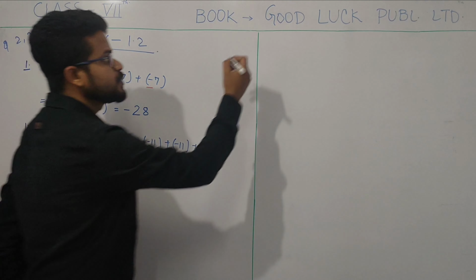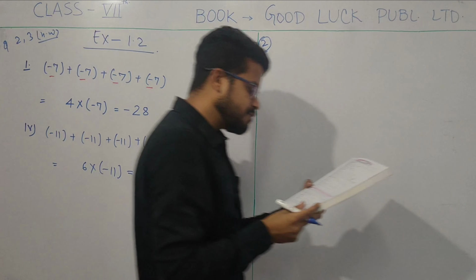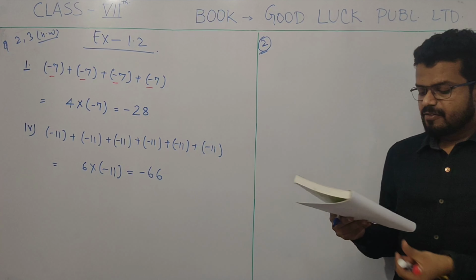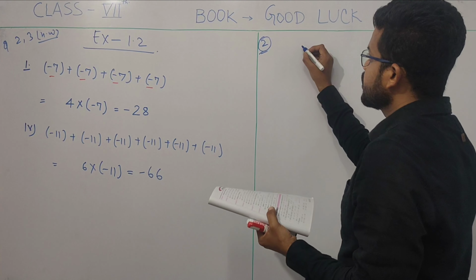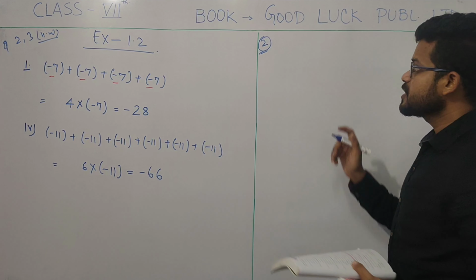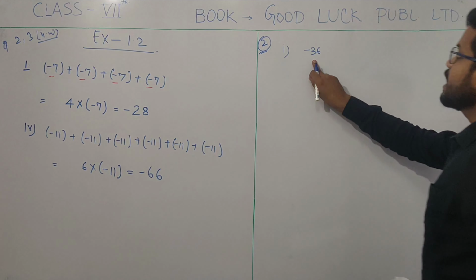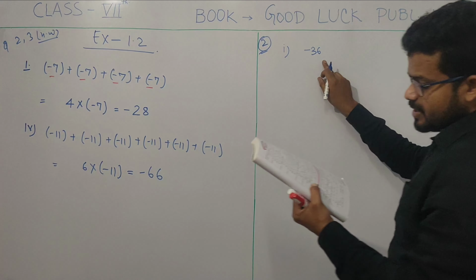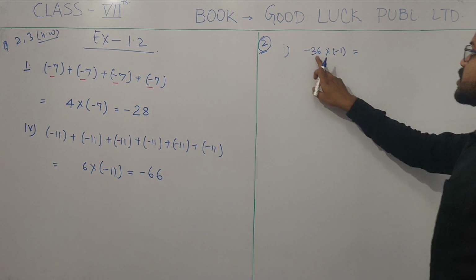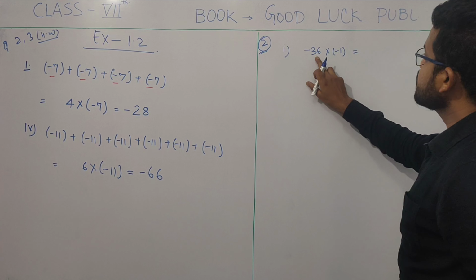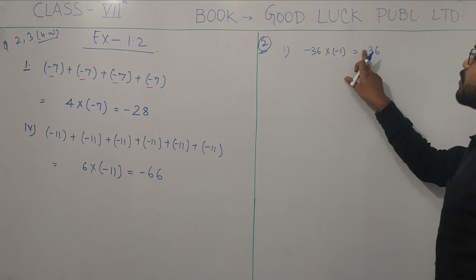Now question number 2, which is: find the product of the following integers by -1. So we have to find the product when the number is multiplied by -1. The first question is -36. When I multiply -36 with -1, firstly multiply both the numbers. So 36 into 1 is 36. Now what sign do I put here?